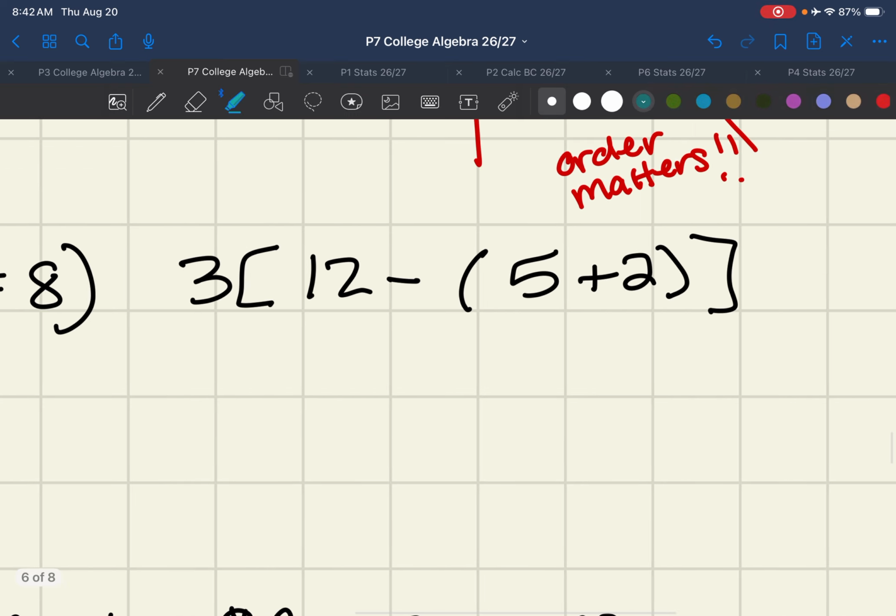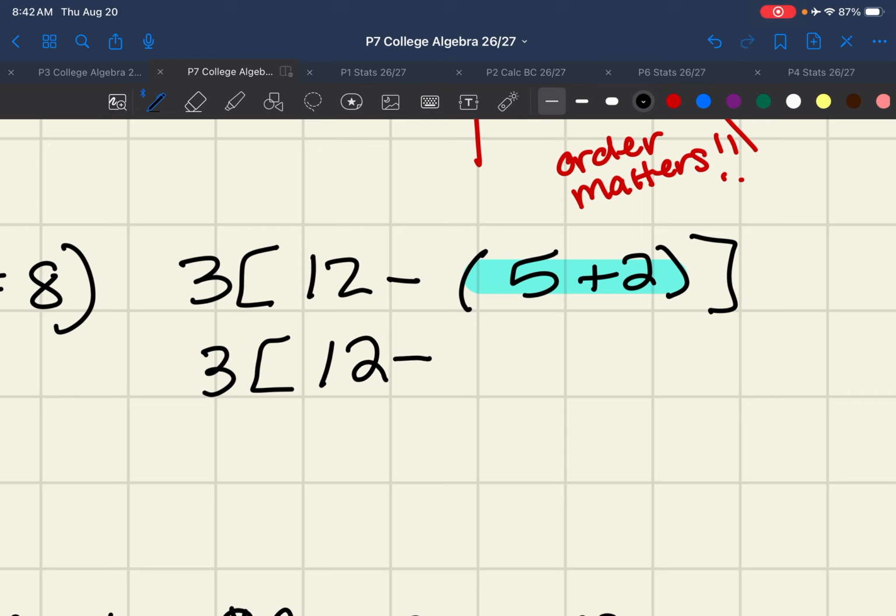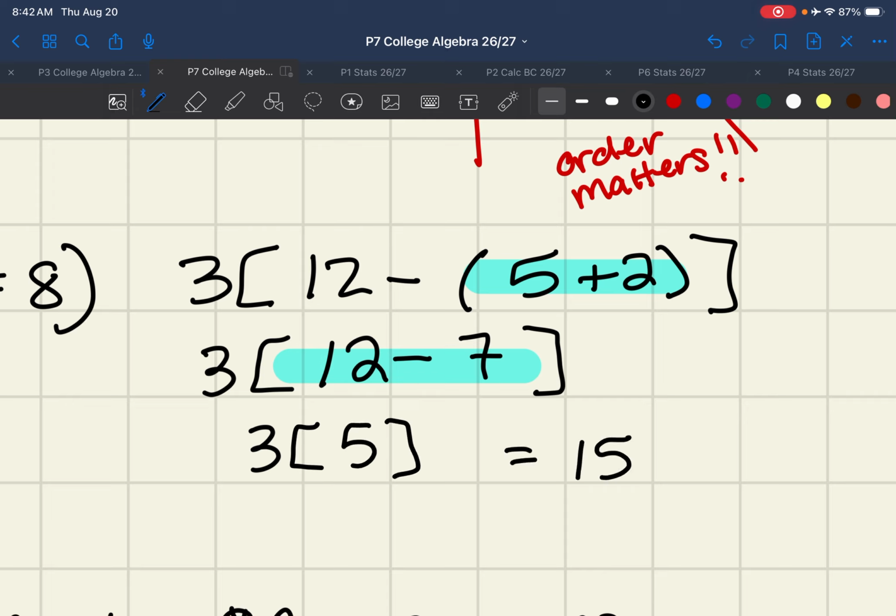Okay, number 8. This one's a little tricky because now we have 2 sets of grouping symbols. We have the parentheses and we have the brackets. If we have 2 sets, we always look at the inside first. So these parentheses, 5 plus 2, are inside the bigger bracket, so they come first. So this is 3 times 12 minus 5 plus 2, which is 7. Bring down the other bracket. Now we use the other grouping symbol, the bracket. So 12 minus 7 is 5, so we have 3 times 5, and that is equal to 15.